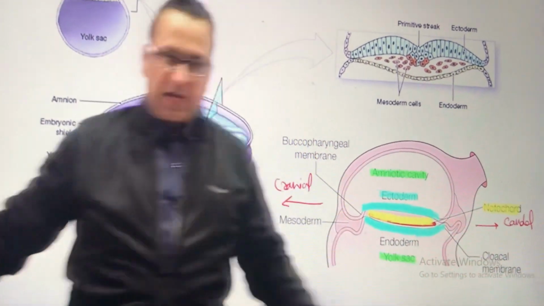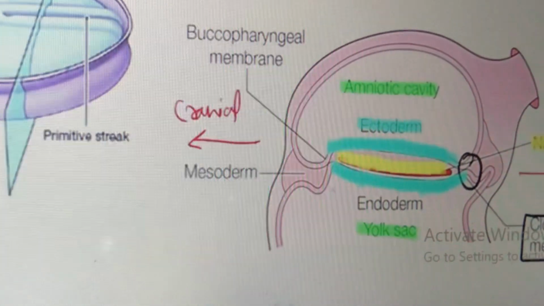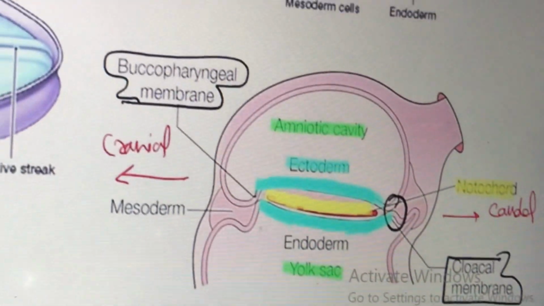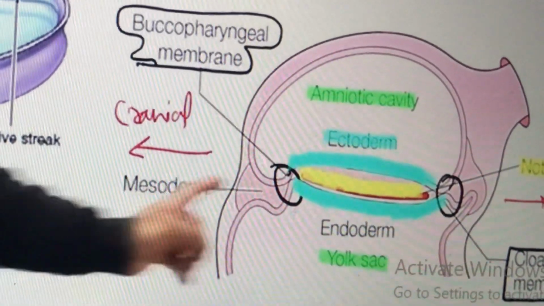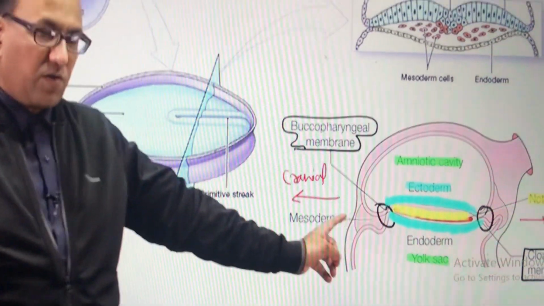We have to understand that may it be the cloacal membrane as evident here, or may it be the buccopharyngeal membrane, both of them have the fusion of ectoderm and endoderm with no intervening mesoderm. That comes as one of the MCQs.